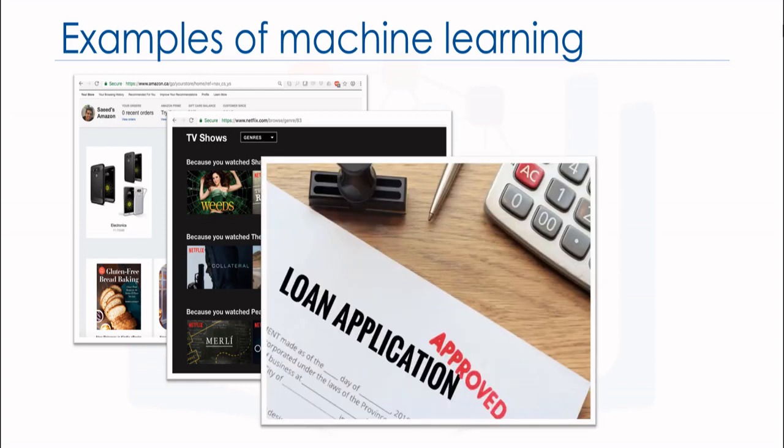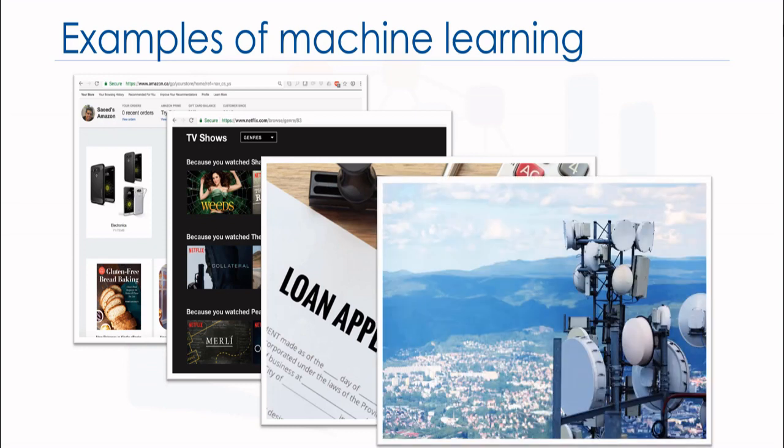How do you think banks make a decision when approving a loan application? They use machine learning to predict the probability of default for each applicant, and then approve or refuse the loan application based on that probability.